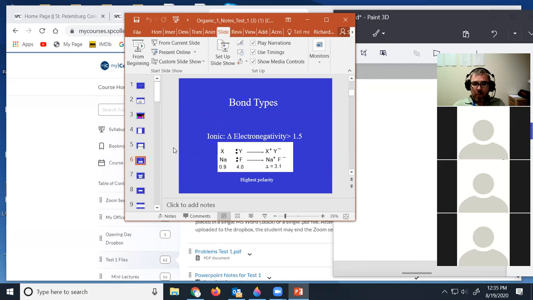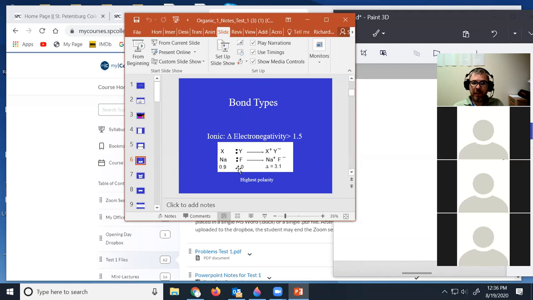So a bond, what is a bond? A bond is going to be two electrons in between two elements that join those two elements together with a bond. In the case of an ionic bond, it's called ionic because it's made up of charged particles. Charged particles are called ions. So Na+ is an ion, F- is an ion.